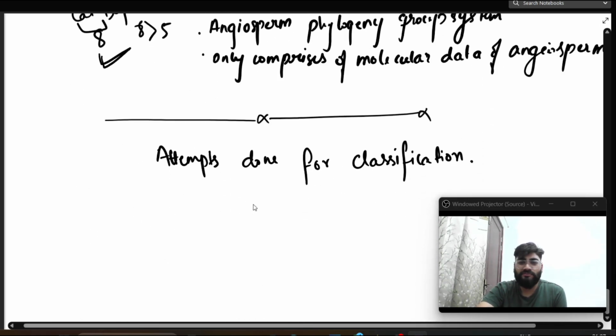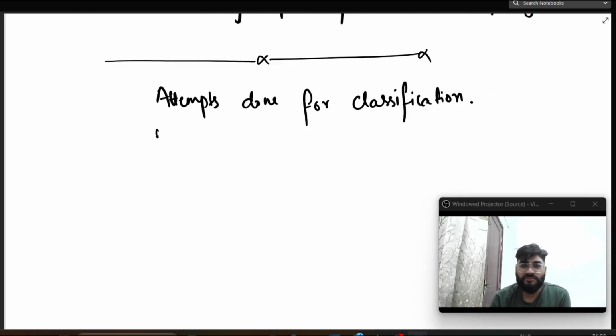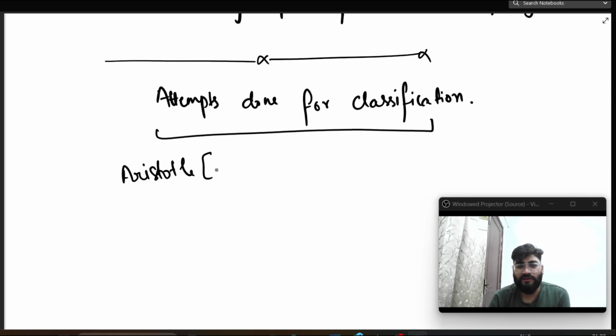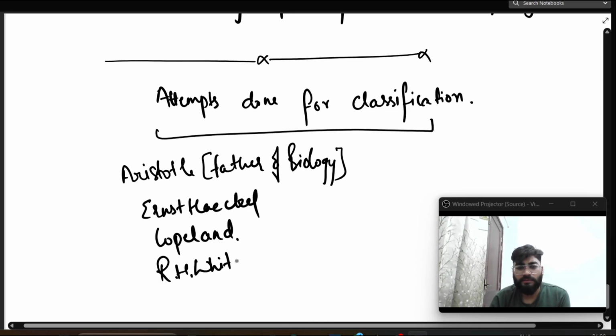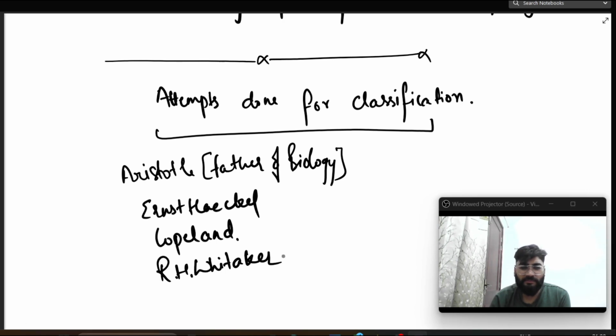So in the next class we are going to talk about attempts done for classification, which includes the attempt by the scientist Aristotle, who is the father of biology and father of zoology as well. Aristotle's attempt. Then we have the attempt of Ernst Haeckel. Then we have Copeland. Then we have R.H. Whittaker. Spelling might be wrong for R.H. Whittaker, but the scientist's name is correct.